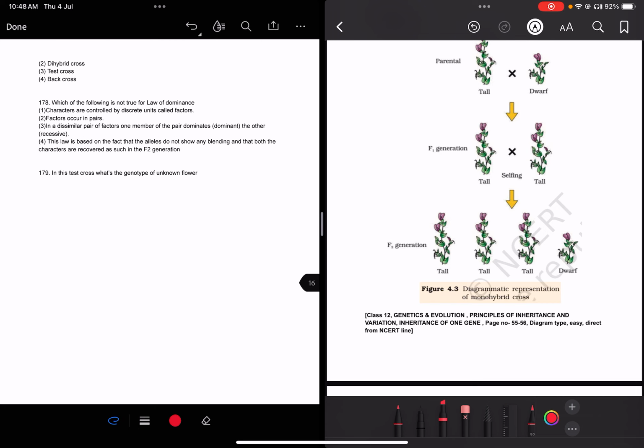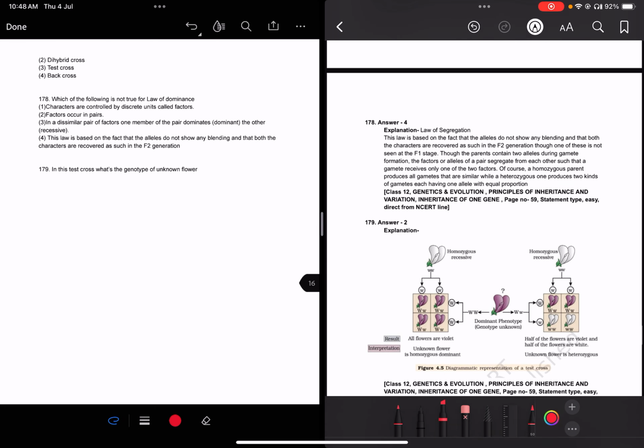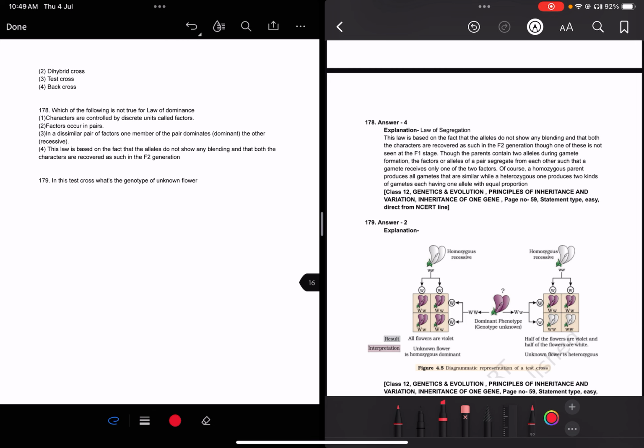Now, question 178. Which one is true for the law of dominance? What is the law of dominance? Which one is not true? Characters are controlled by discrete units called factors, now called genes and alleles. Factors occur in pairs, this one occurs in pairs only. In a dissimilar pair of factors, one member of the pair dominates over the other. This is the law of dominance only. One is dominant over the other, so this one is correct.